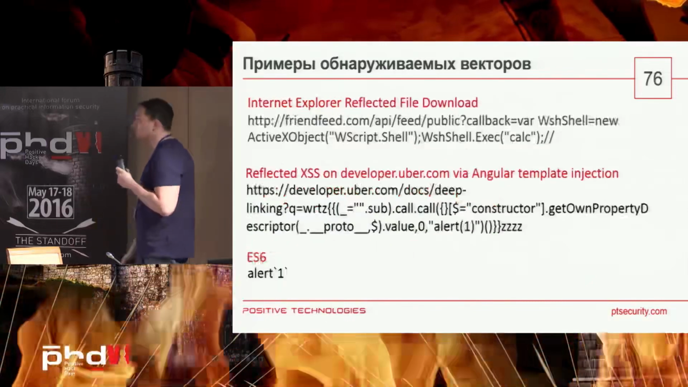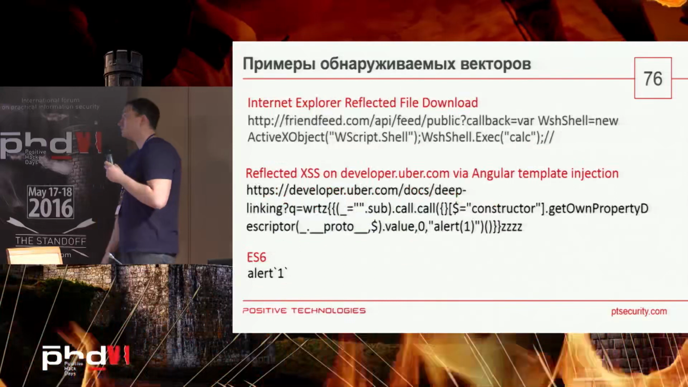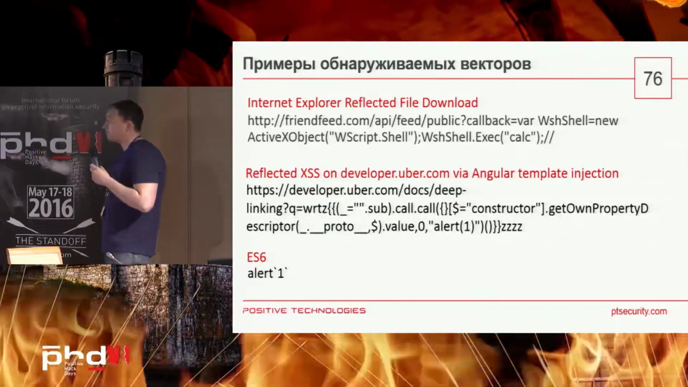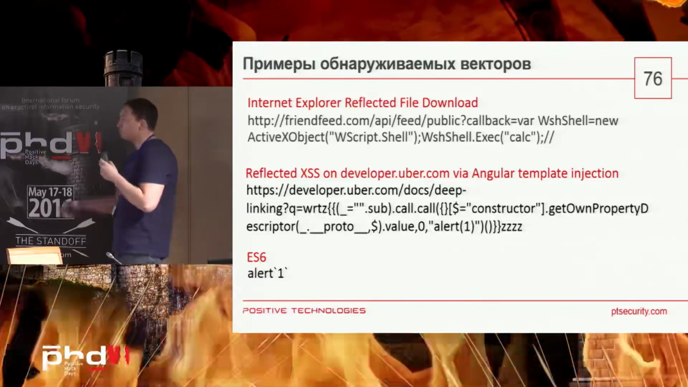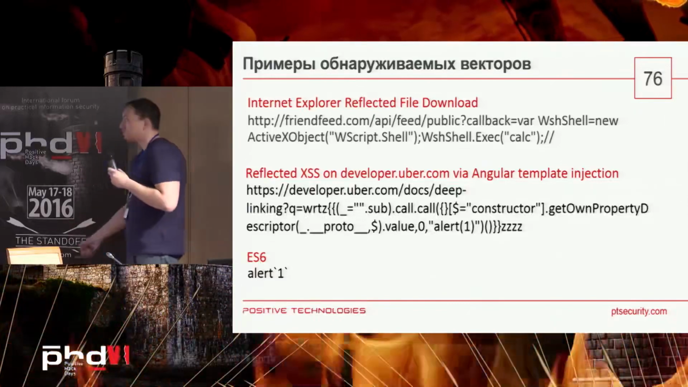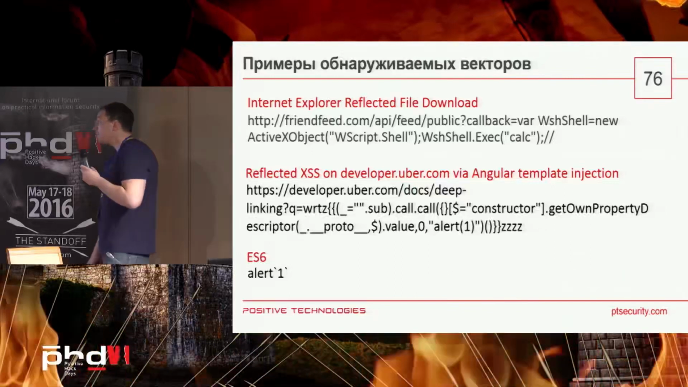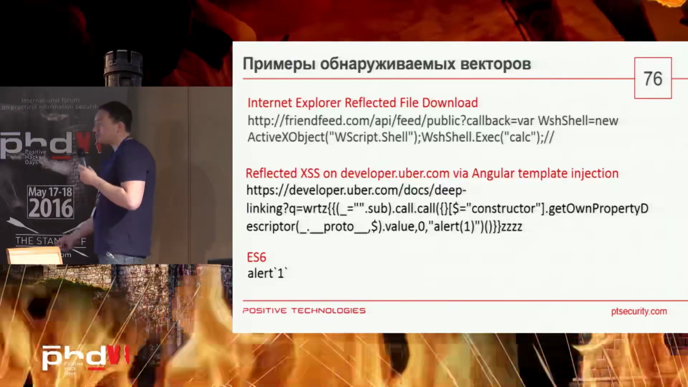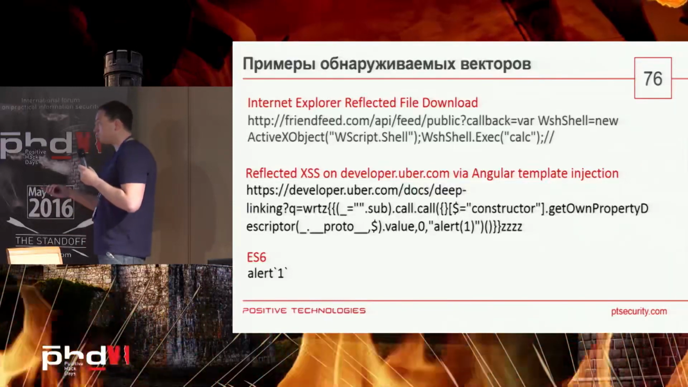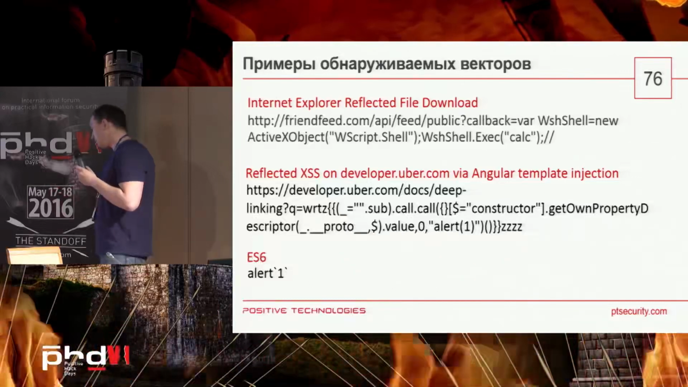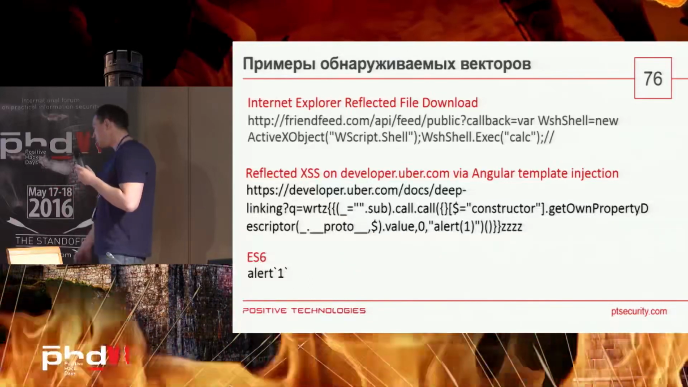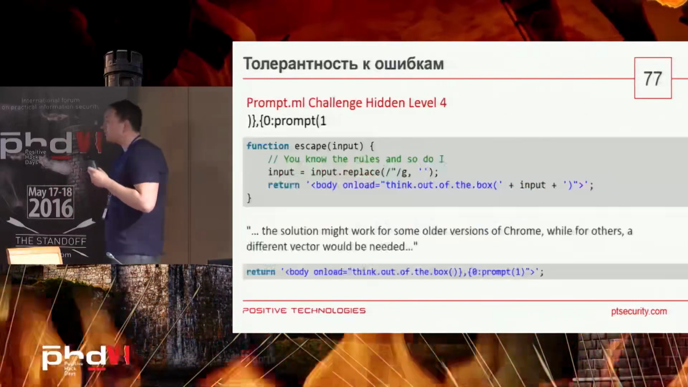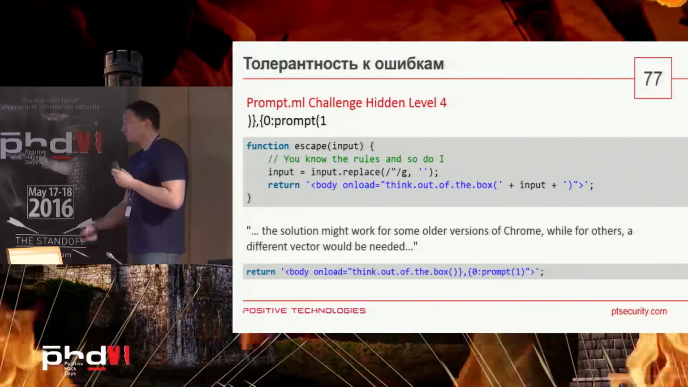There were a lot of client-side template injection vectors from PortSwigger. There are very interesting mini challenge vectors identified. Reflected file download is identified in this case as JavaScript code, so it's quite natural that it's been detected. ES6 is detected as standard, and it's enough for us to switch on the support for the standard in the parser.